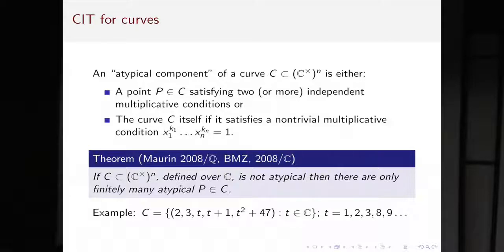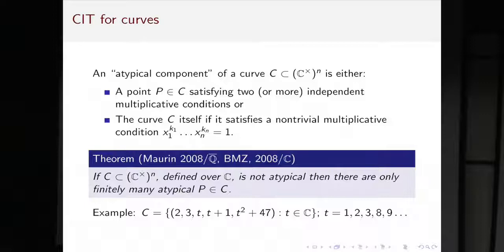You might consider a curve which is just parametrized in this way: it's the set of points (2, 3, t+1, t^2+47) for some complex t, parameterized by t. Then there will only be finitely many t's for which you get two dependencies. For example, t equals 1 is a root of unity, so that's dependent. t+1 is 2, which is dependent on 2. If you put t equals 8, then 8 is multiplicatively dependent on 2, and 8+1, which is 9, is dependent on 3. And if you put t equals 9, I've arranged it anyhow.